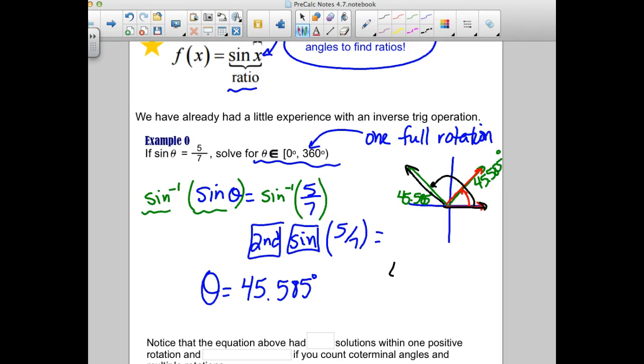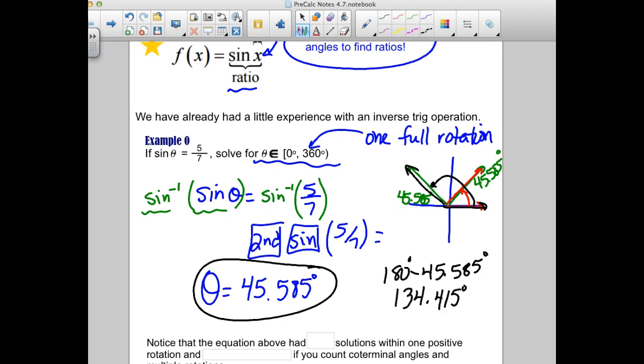So 180 minus 45.585, and we should get 134.415 degrees. Okay, so we're getting two answers here. There's one, and there's one. So within one full rotation, there were two places where we had a positive sine of 5/7.